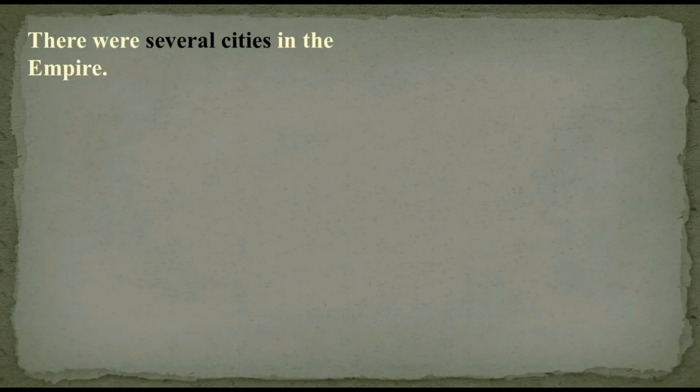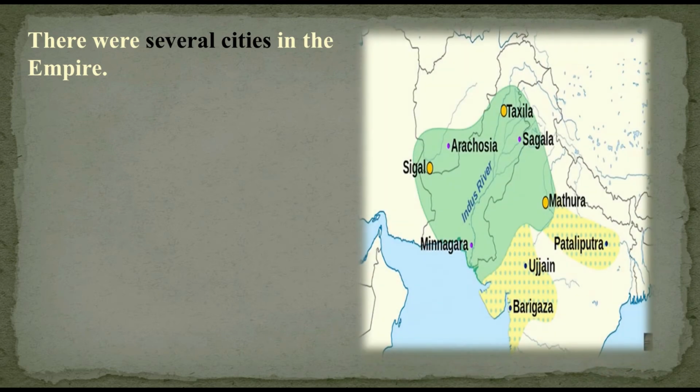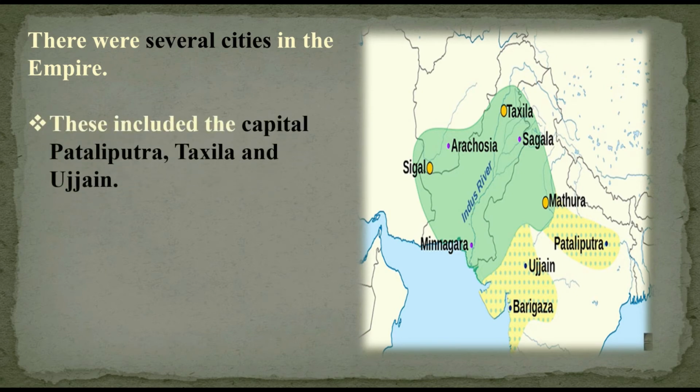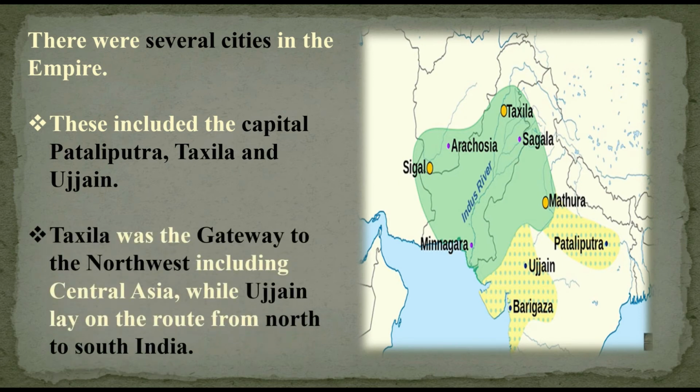But there were several cities in the empire. Here, for example, we are seeing Mathura, Ujjain, Pataliputra, Bharuch, Takshila. So these included the capital Pataliputra, Takshila and Ujjain. Takshila was the gateway to the northwest, including Central Asia, while Ujjain lay on the route from north to south India. As we are seeing in this map.